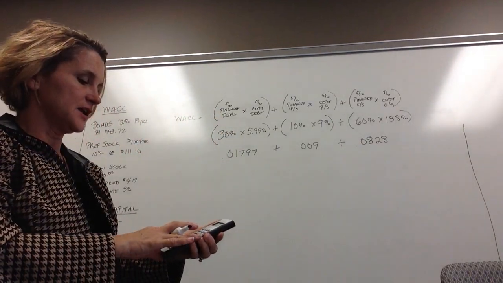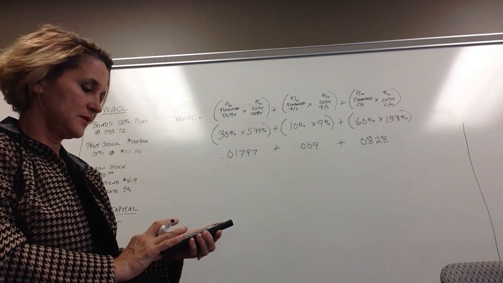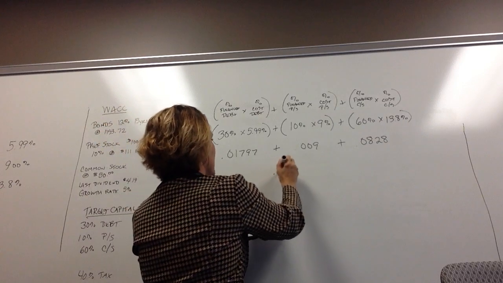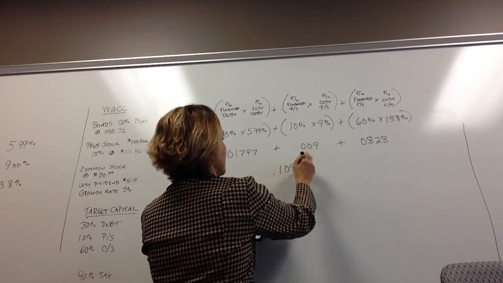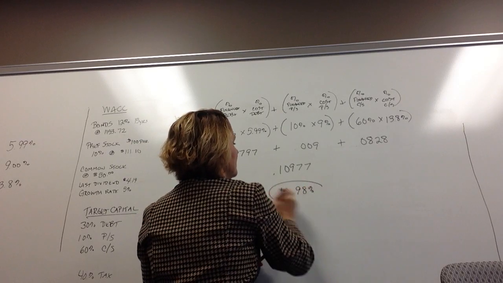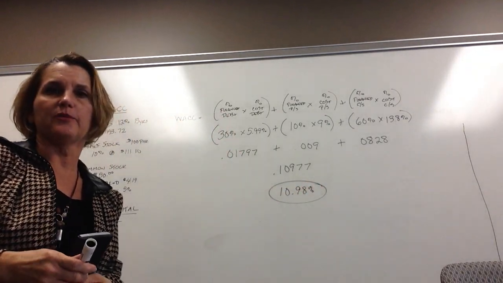Okay, then you add them together, and that gives you 0.10977 or 10.98%. So that's the weighted average cost of capital.